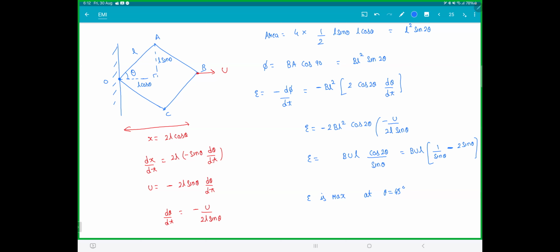You can do maximum minimum also and check. They can answer that question also. Find the angle when the EMF induced is maximum: at 45 degrees in this case.